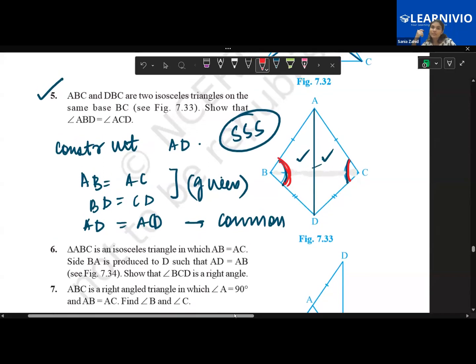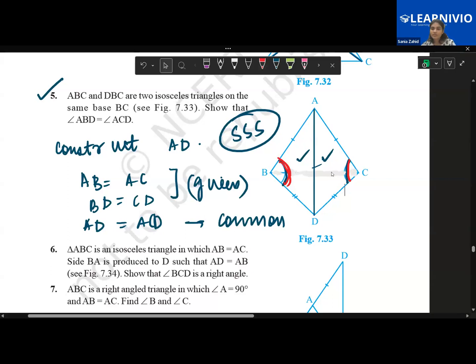What is given? Given is AB equals AC, BD equals CD. What you have to prove? To prove is that angle B and angle C are equal. What is the construction? Join point A and point D to get a line AD. Then what is the proof? You take the first triangle ABD, the second triangle ACD, prove them congruent by SSS, and then write that B and C are equal by CPCT. Got it?